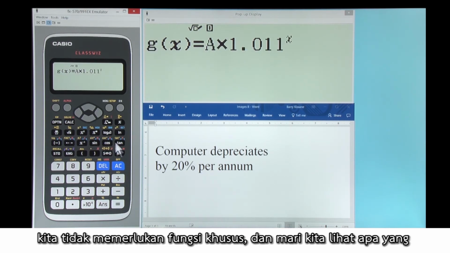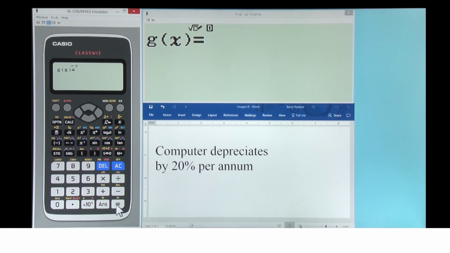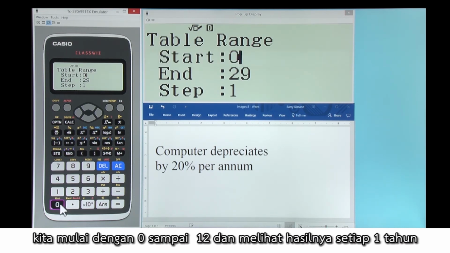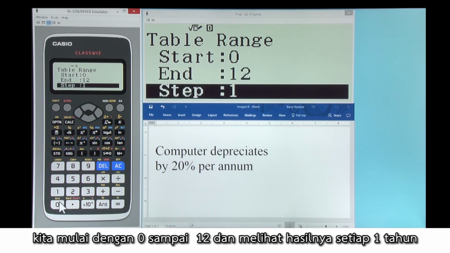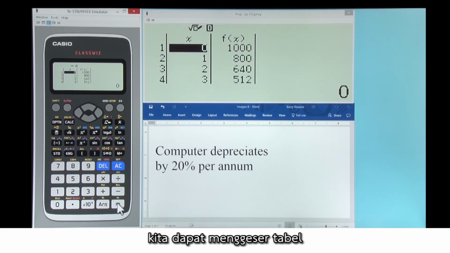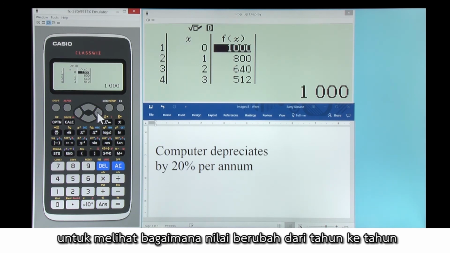And we don't need this particular function. And let's see what happens to the value of our computer over a period of, say, 12 years. We start with 0, go to 12, and look at the results every 1 year. And to get our table of values, here it is. And as usual, we can scroll the table to see how the values change from year to year.